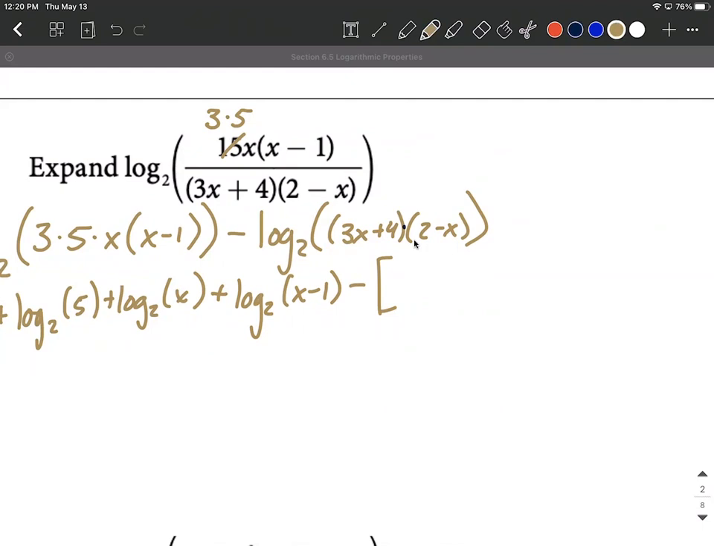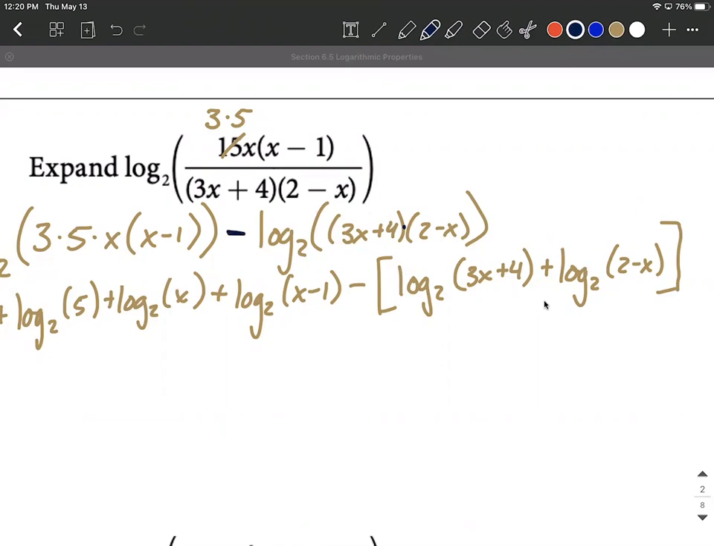But I'm going to make it as log base 2 of 3x plus 4 plus log base 2 of 2 minus x. Again, this is that product rule. But notice I included a big set of brackets around the whole thing because all of this is being replaced with what's inside the brackets. However, the subtraction out in front needs to be applied to each one of these logarithms individually. So kind of like it gets distributed.